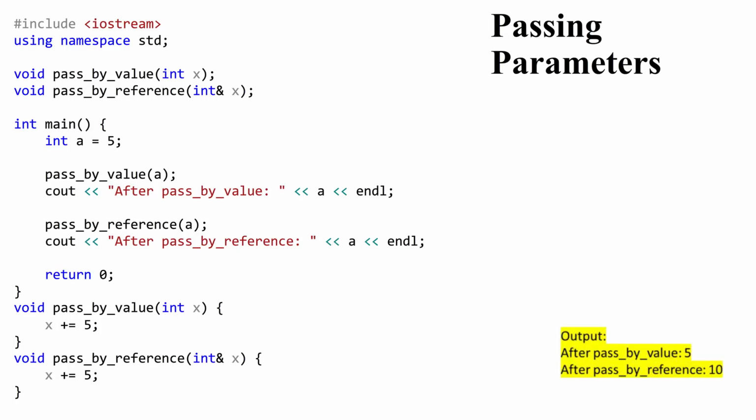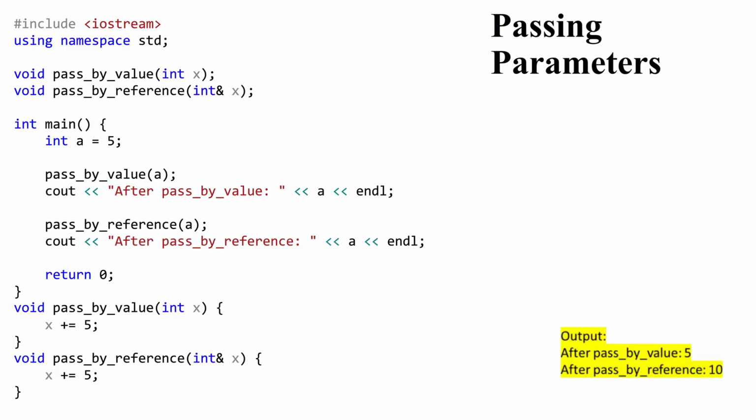Second type is pass by reference. This method passes the reference or memory address of the original variable to the function. Any changes made to the variable inside the function directly affect the original variable. This program demonstrates the difference between passing a variable to a function by value and by reference.